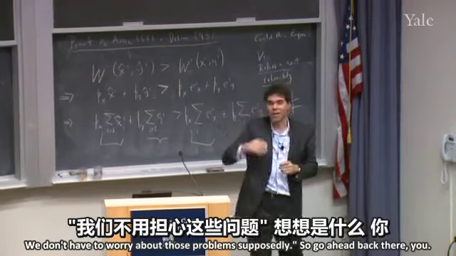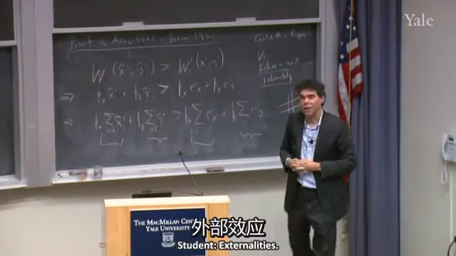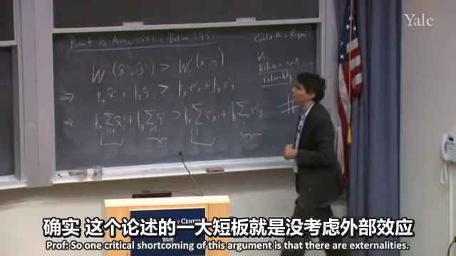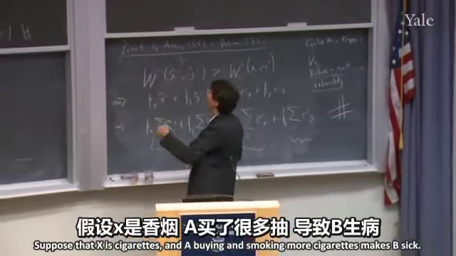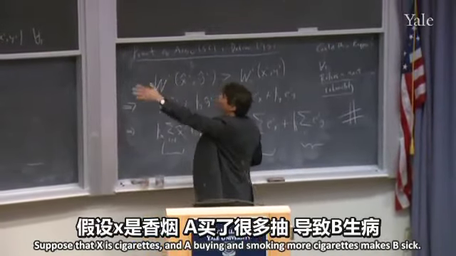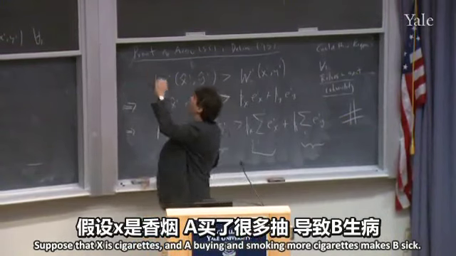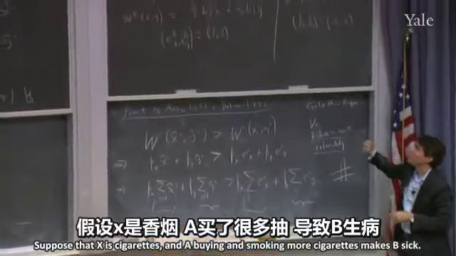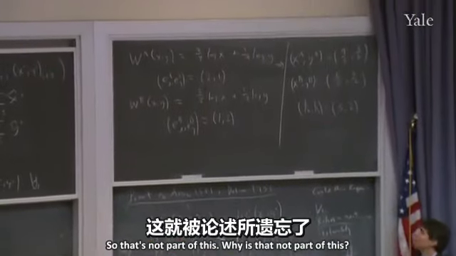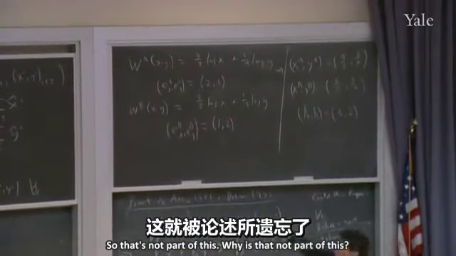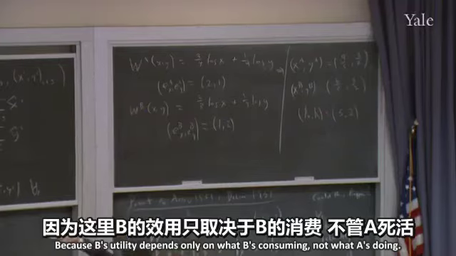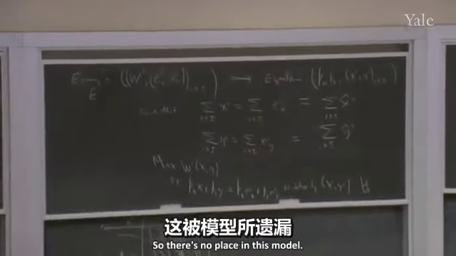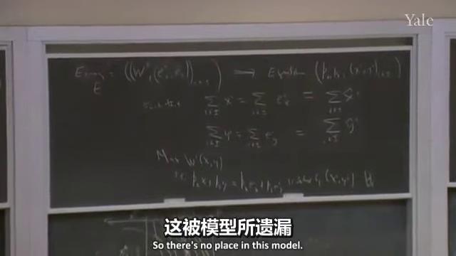So go ahead, back there, you. Okay, so one critical shortcoming of this argument is that there are externalities. Suppose that X is cigarettes, and A buying and smoking more cigarettes makes B sick. Okay, so that's not part of this. Why is that not part of this? Because B's utility depends only on what B's consuming, not what A's doing. Okay, so there's no place in this model.